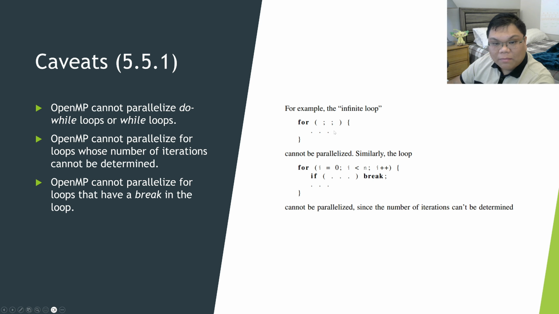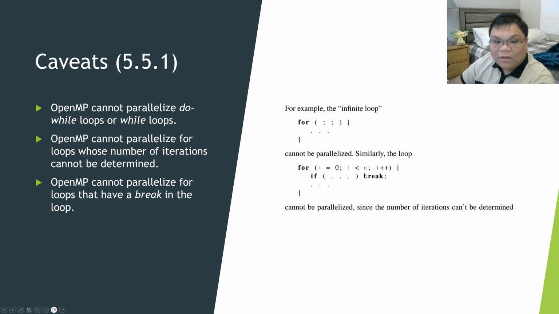And you could be theoretically iterating even more than that. So we cannot parallelize this infinite loop here, the for loop with nothing in the parentheses but semicolons. We cannot parallelize a for loop that has a break in the middle, because if we don't know when this thing will break, we cannot parallelize the for loop.